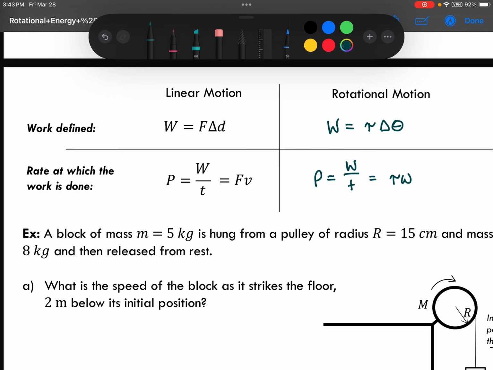And so those are some more definitions of work and power tied to our ideas of rotational motion.